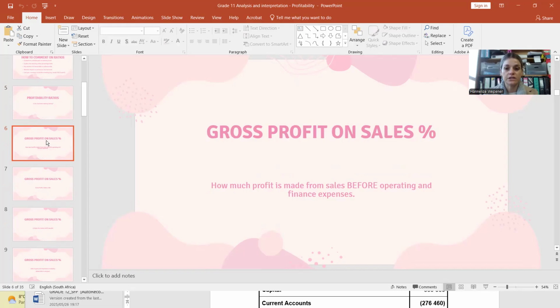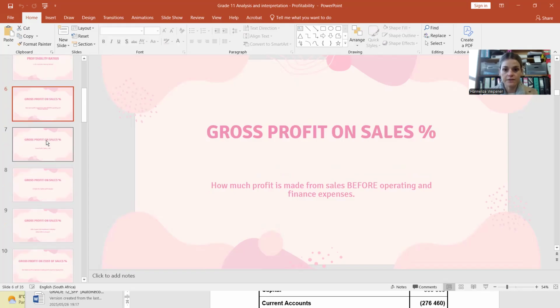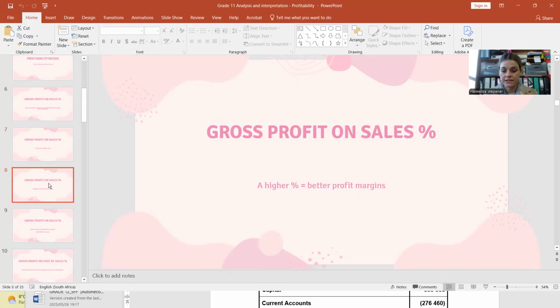And the first one that we are going to look at is the gross profit on sales. So in other words, how much profit are we making before taking into account our operating expenses and our finance expenses? What's easy with all the profitability ratios is the formula is within the ratio. So gross profit on sales: you take your gross profit divided by sales, multiplied by 100 to get this in a percentage. So we want a high gross profit on sales percentage. So the higher, the better.